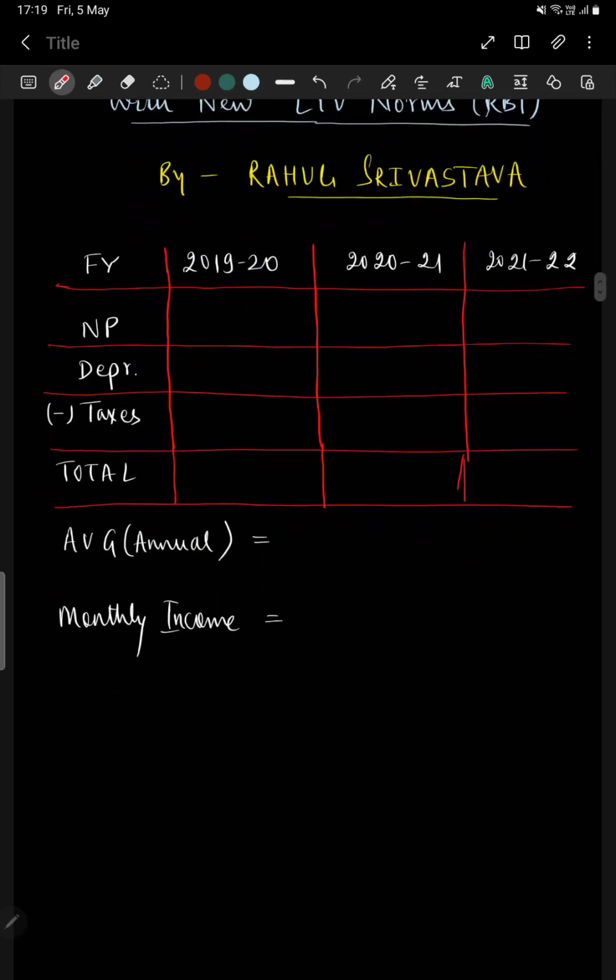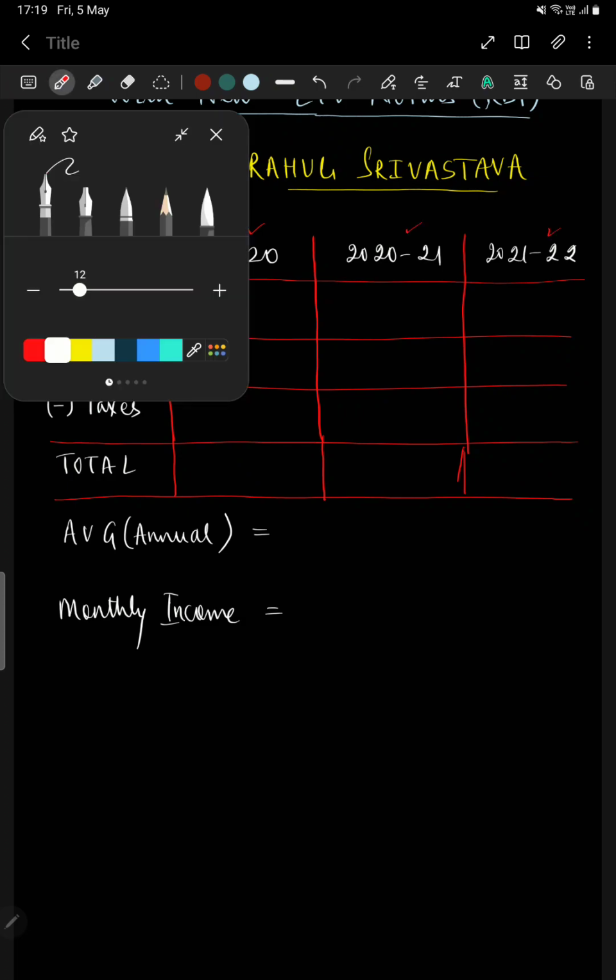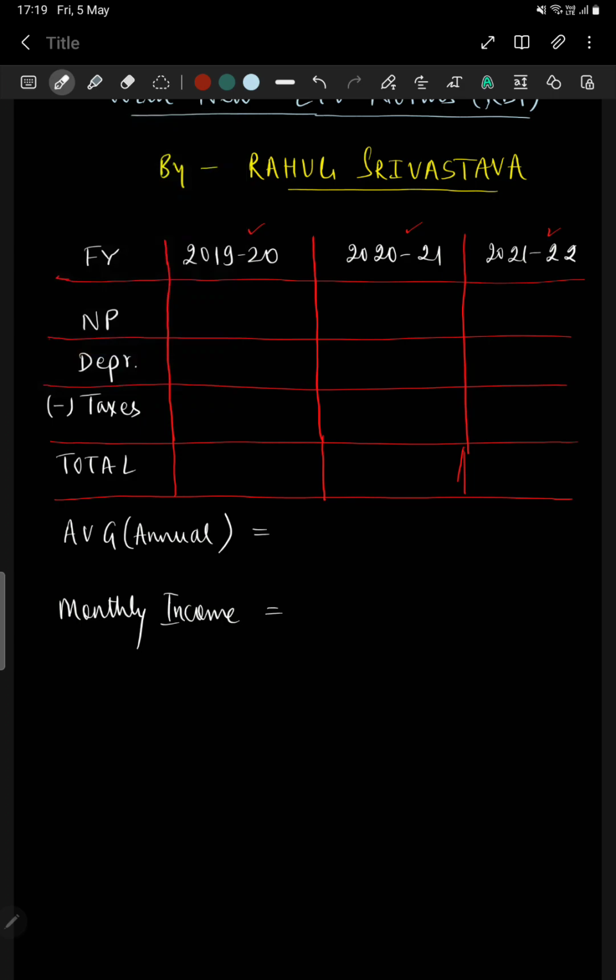Okay, now this table is in front of you, wherein we have the financial years 2019-20, then 2020-21 and 2021-22. Now on the left hand side you can see the net profit, the depreciation, and taxes we have as minus. So these two we will be adding, and taxes we will be subtracting. Now what would be the total?